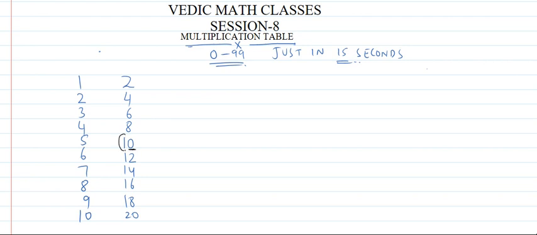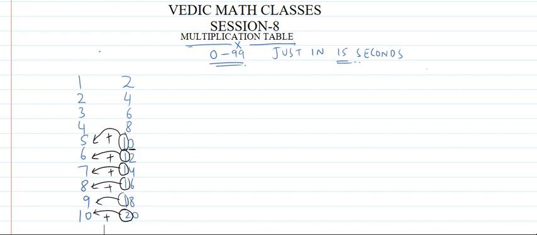So what about this 1? This 1 I'll add to 5. Likewise, this 1 I'll add to 6. Likewise, this 1 I'll add to 7. Likewise, this 1 I'll add to 8. And the 1 of 18 also I'll add to 9. And this 2 of 20 I'll add to 10.